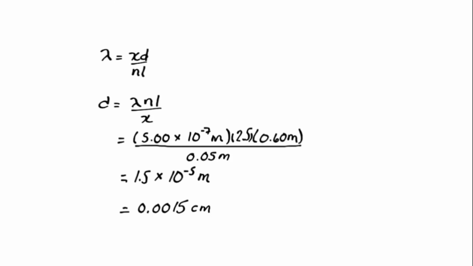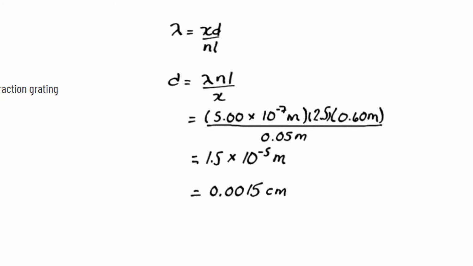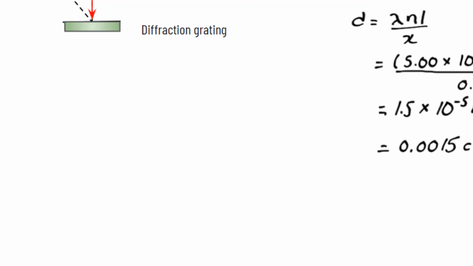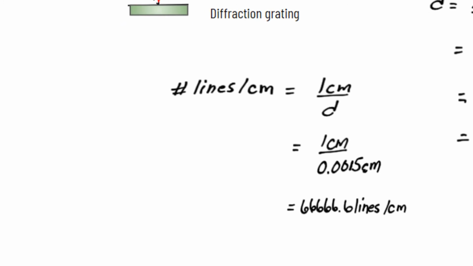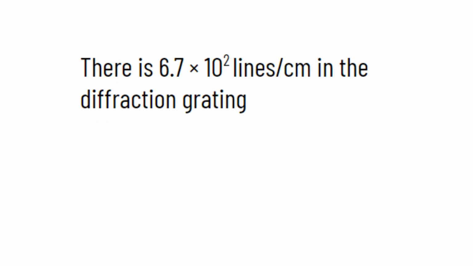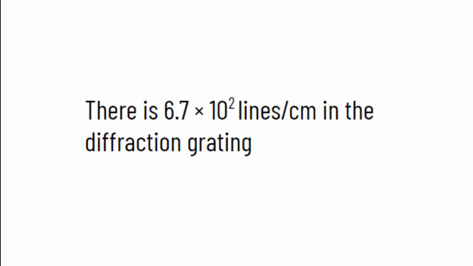Now that we know our value for d, we can determine the number of lines per centimeter because we know that 1 centimeter divided by d will equal the lines per centimeter. Substituting in our value for d, we can find that there are 666,666 lines per centimeter, which if we round to the correct number of significant digits is 6.7 times 10 to the 2 lines per centimeter in that diffraction grating.